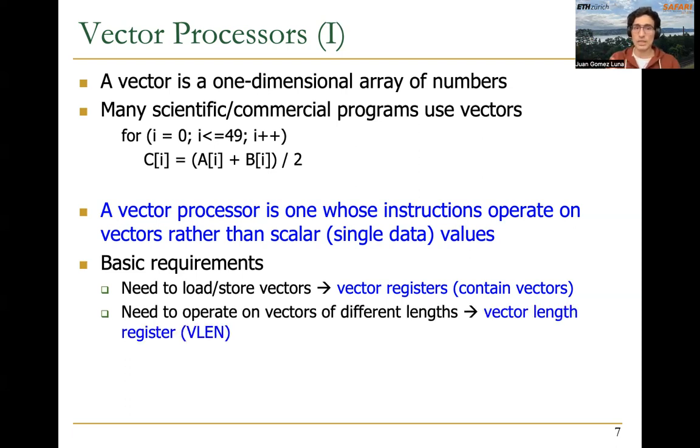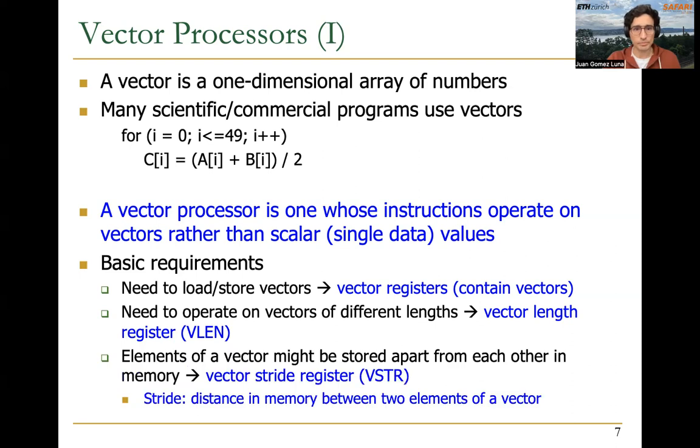The second requirement is that we need to operate on vectors of different lengths. In principle, there's going to be a maximum length, but we can configure the length that we want to use, and that's the vector length register. In the example code that we have in this slide, the vector length would be 50.